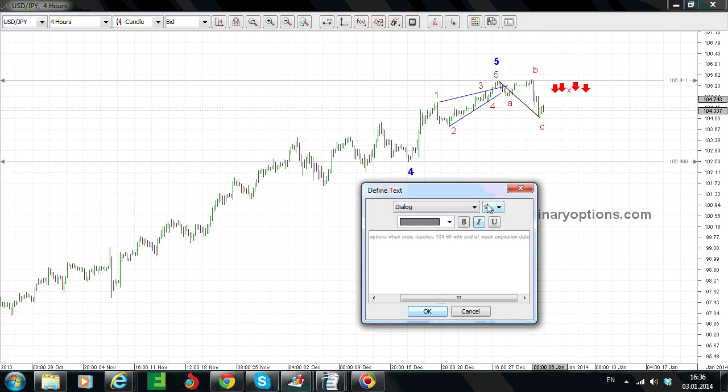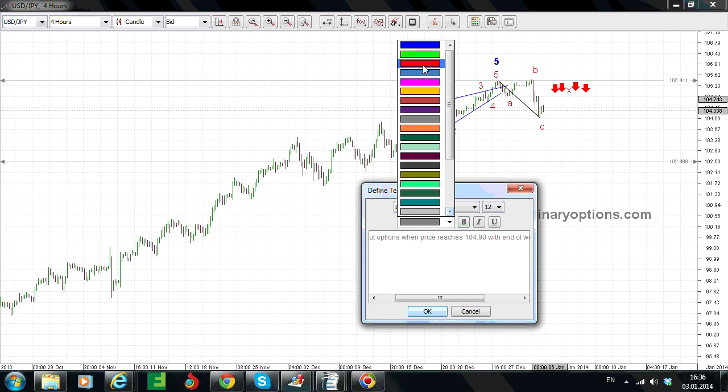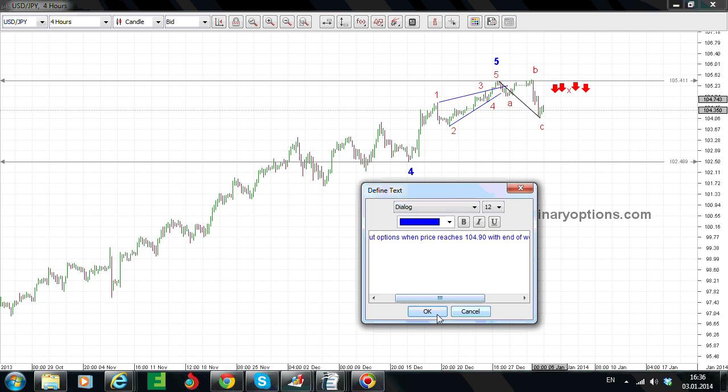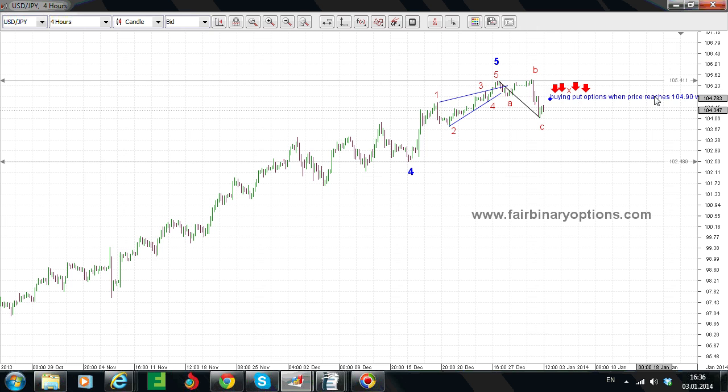So regardless of when this is happening, we are buying put options, end of week expiration date, and that is our strategy for the US dollar Japanese yen for the next move to come after this five-wave structure. Thank you very much for being here.